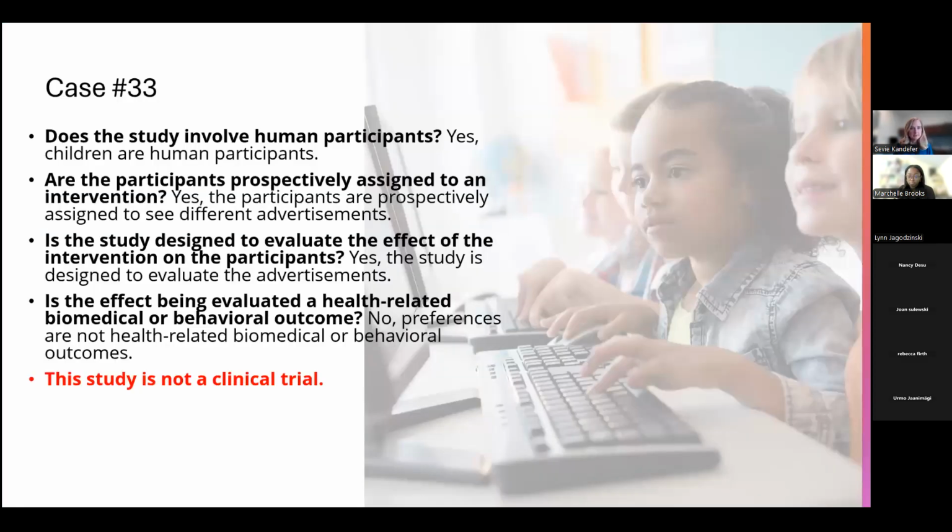It is enrolling human participants. Participants are prospectively assigned to see different advertisements, and the study is designed to evaluate the advertisements, but the preferences are not health-related biomedical or behavioral outcomes, so this would not be a clinical trial.